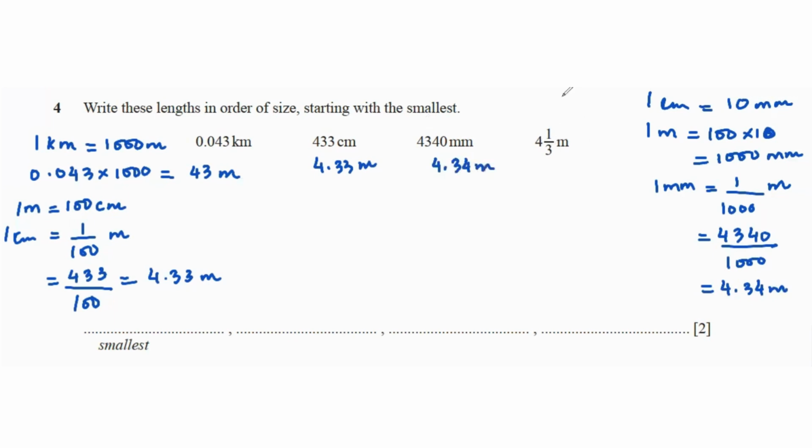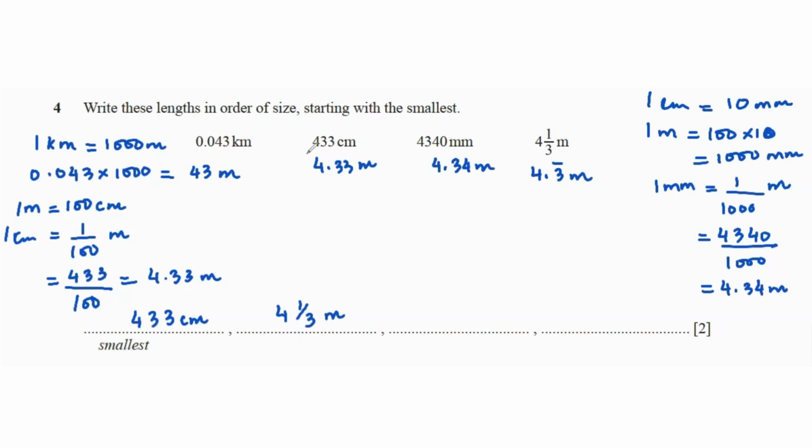4 whole number 1 over 3 meters is 4.3 recurring. Now, if we compare these, the smallest we have over here is 433 centimeters. Then what we have is 4 whole number 1 over 3 meters. Now you might be thinking that these two are basically the same, but no, they're not.